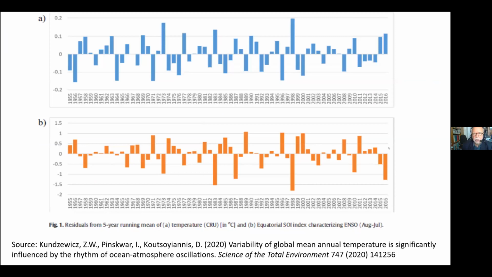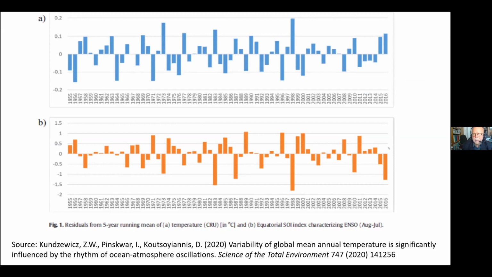We selected this figure, this diagram, as a graphical summary, graphical abstract of our paper. What it shows is that these two time series are in quite a strong counter phase, not in phase, but counter phase. SOI is in counter phase to temperature, and the variability of SOI explains over 40% of variability of global temperature.